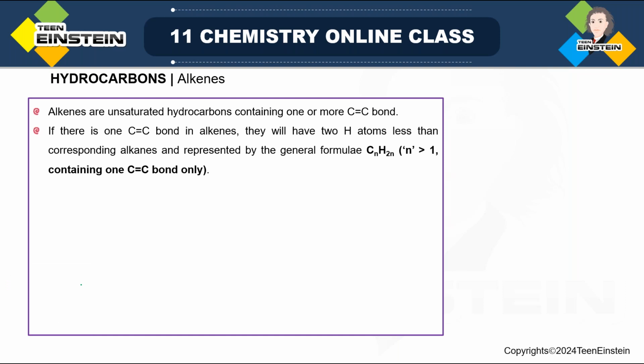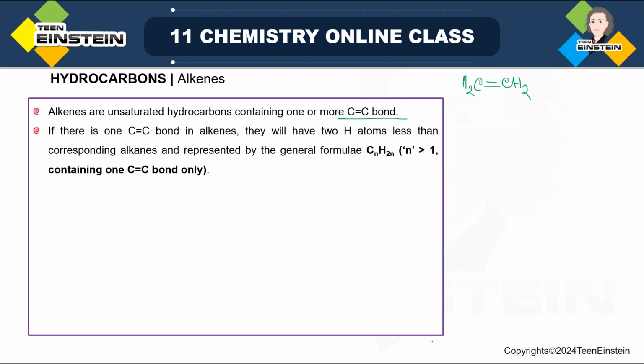Alkenes are unsaturated hydrocarbons containing one or more C=C double bonds. So at least one C=C double bond must be there. Otherwise, how can we call it alkene? Now just try to understand. C double bond C. So for the first member, at least two carbons must be there. For alkane, you can start from CH4, but when it is C=C, there must be at least two carbons. So that is why the simplest member possible is this one, right?